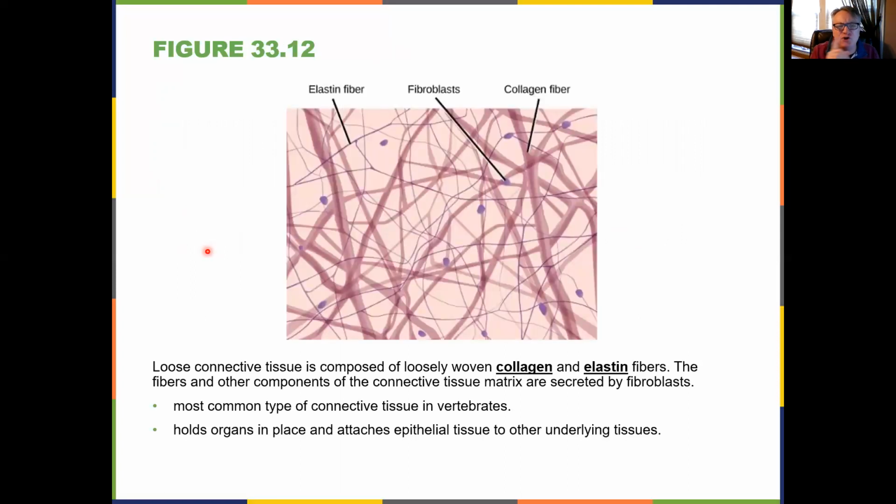So let's start with one of the first types, being loose connective tissue. The kind of purple things here are the actual living cells. They are called fibroblasts because they are producing fibers. Fibers are long chains of proteins. The word blast means making. So a fibroblast makes new chains of fibers.